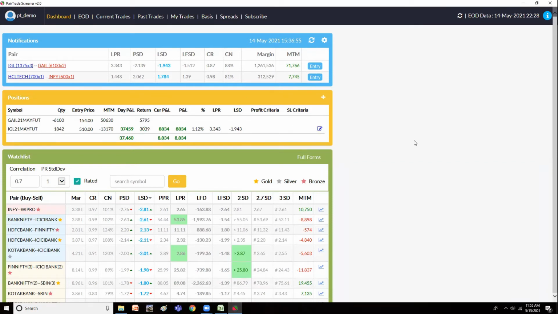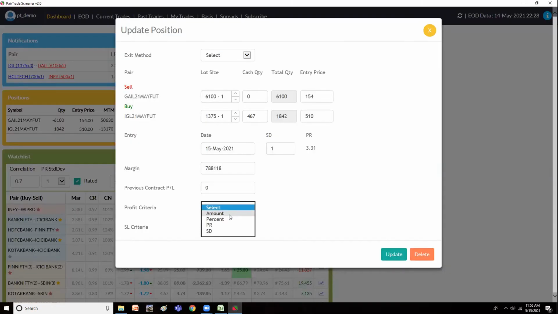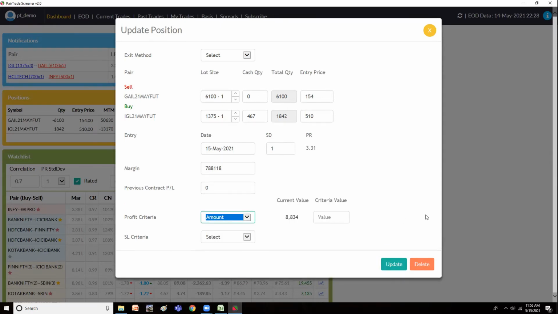And I could use the profit criteria, like I could put an amount or a percentage. So I'll say amount. Right now it is 8,834. I would like to book it at 20,000. Similarly, for stop loss also, I could use an amount. So I'll say my stop loss is minus 5,000.